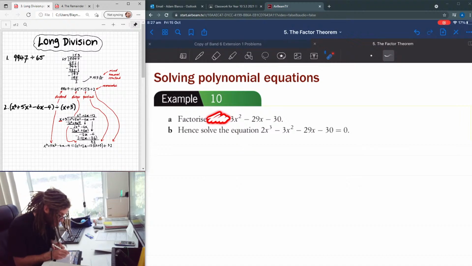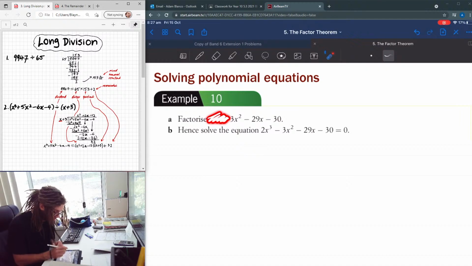You can tell me where the zeros are of something like this. You can factorize it. You can use a quadratic formula. You can complete the square. There's all these different things you can do. But the second there's a cubic on there, we can't do it.